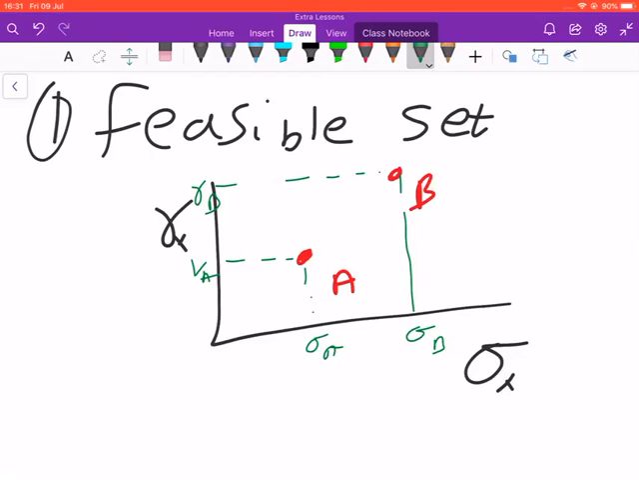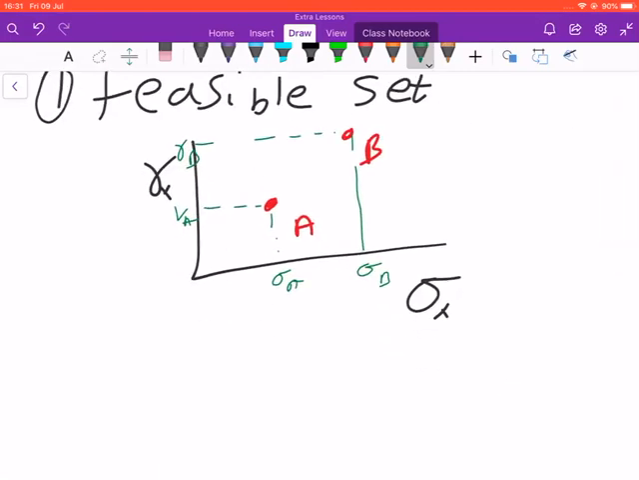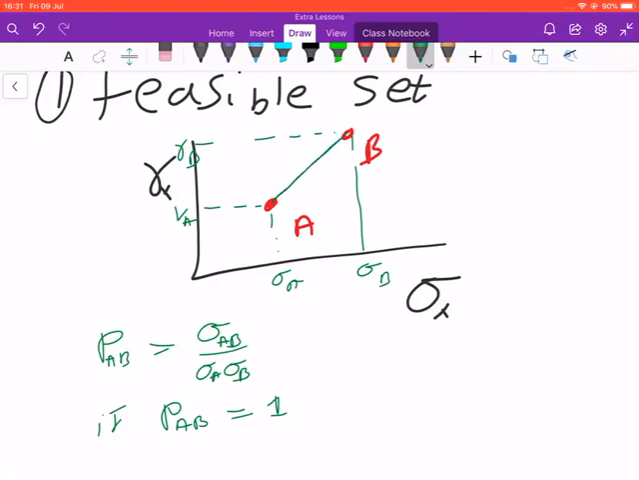This will differ depending on the correlation coefficient of A and B. Remember that the correlation coefficient is the covariance of A and B over the standard deviation of A times the standard deviation of B. If the correlation coefficient of A and B is equal to 1, then your feasible set is going to be a straight line. This will be your feasible set.